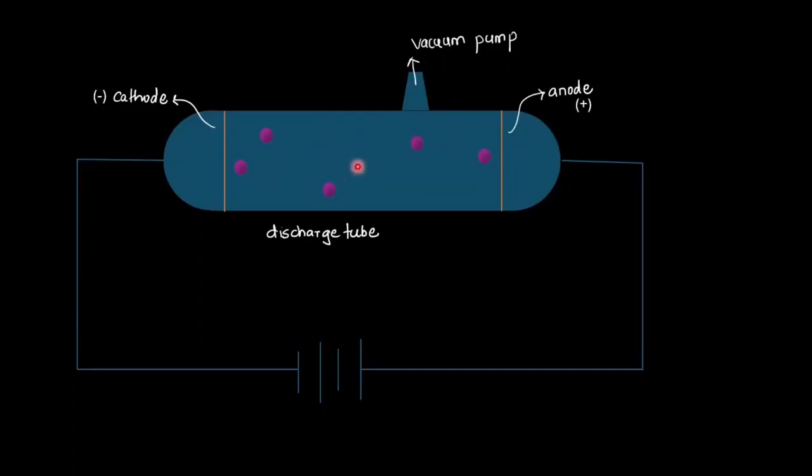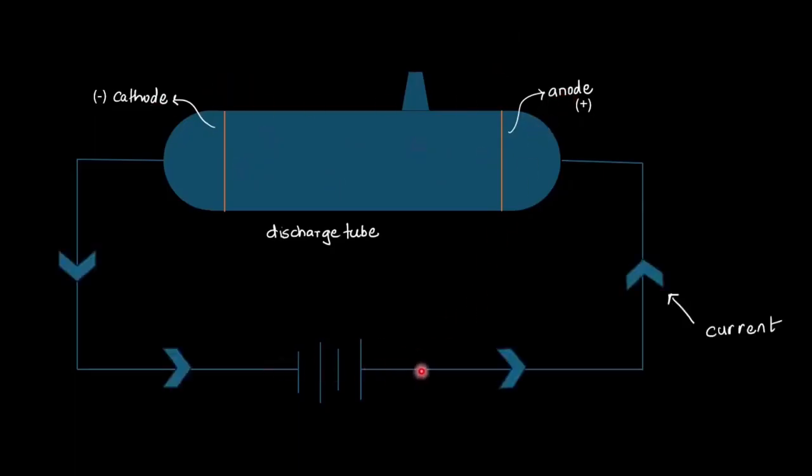As the low pressure is maintained, a very high voltage is applied across the electrodes and it is observed that a current begins to flow in the circuit. This current is carried in the discharge tube by invisible particles moving from cathode to anode, and hence the name cathode rays. To observe these invisible particles, a perforated anode was used.